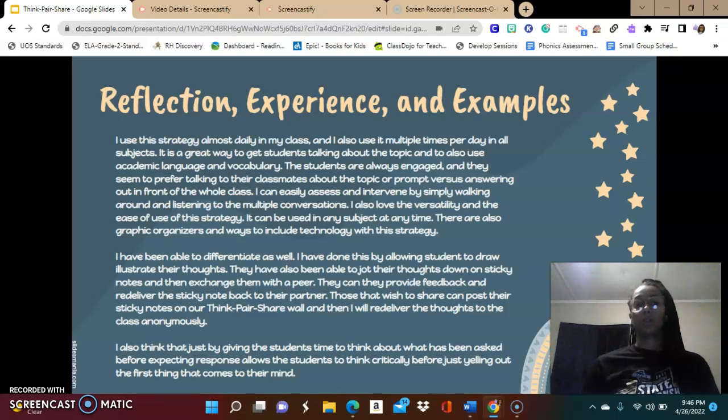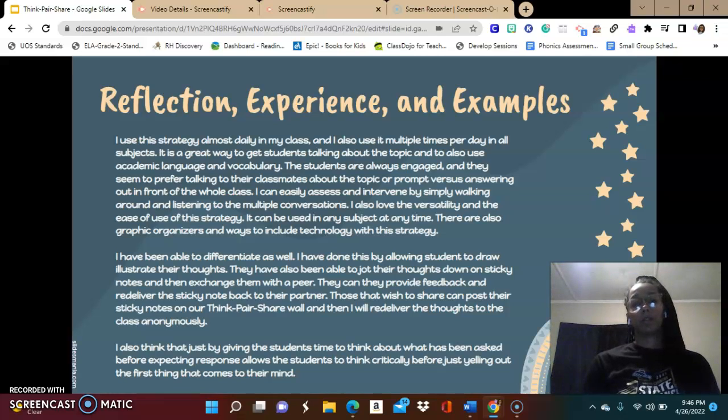And then you can also incorporate technology into this because, of course, there are multiple digital graphic organizers out there that you can pretty much use. There's actually a Think-Pair-Share graphic organizer, or you can use the graphic organizer that matches the standard that you are currently working on. And you can also differentiate this strategy by allowing students to draw or illustrate their thoughts instead of verbally responding.